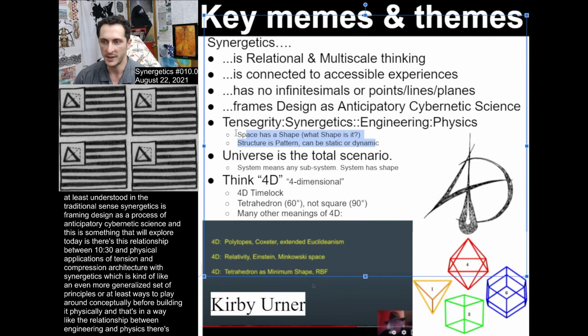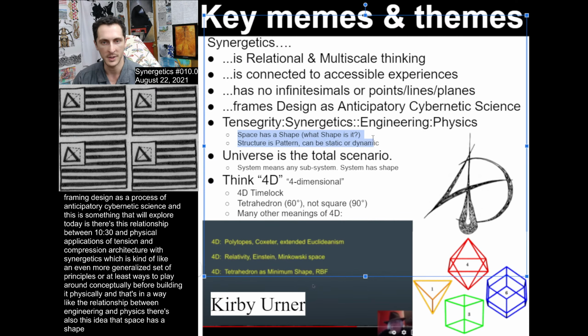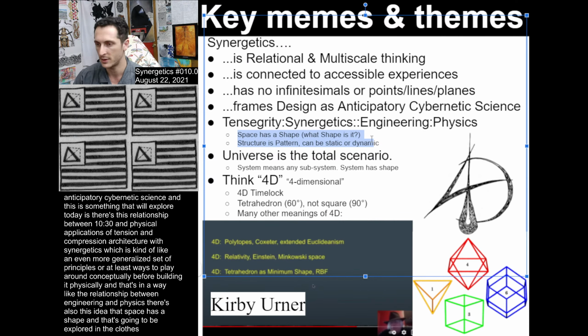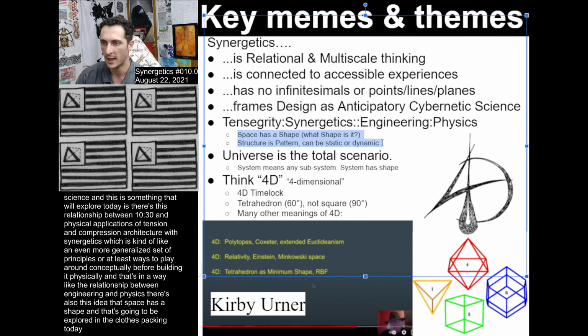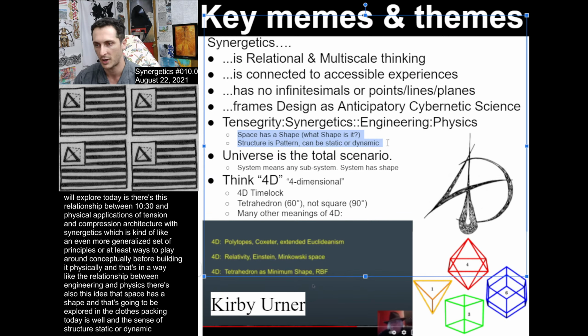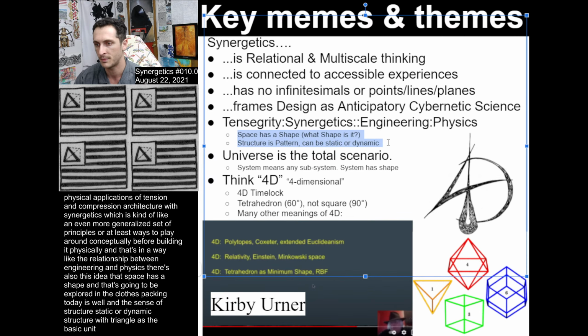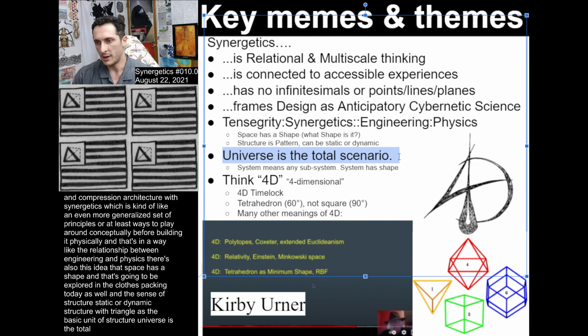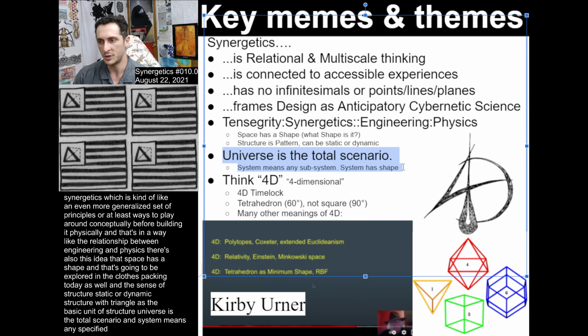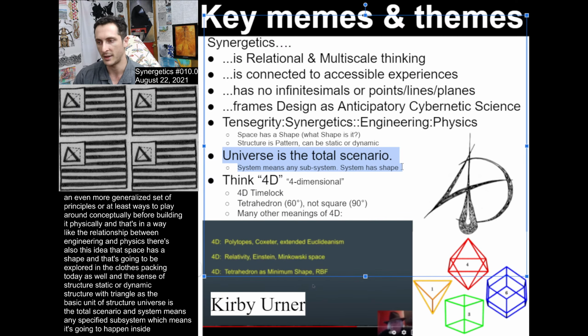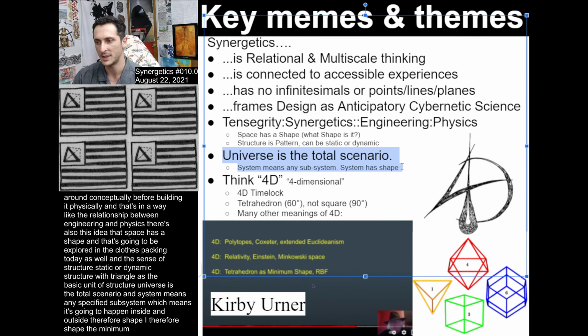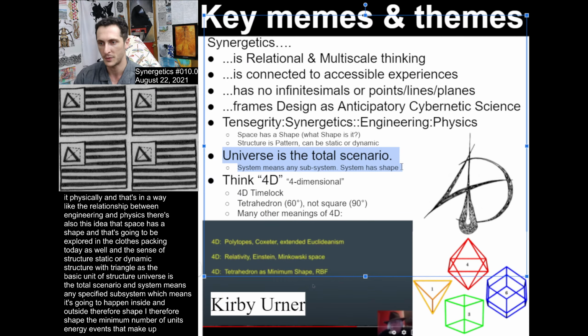There's also this idea that space has a shape, and that's going to be explored in the close packings today as well. And the sense of structure, static or dynamic structure with triangle as the basic unit of structure. Universe is the total scenario, and system means any specified subsystem, which means it's going to have an inside and outside, therefore shape. The minimum number of units, energy events that make up a system is going to be 4.